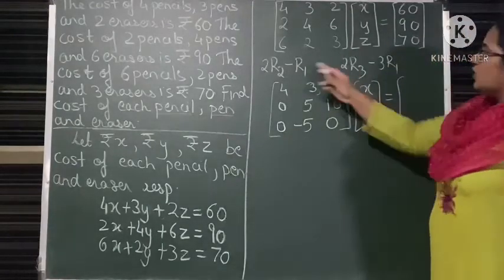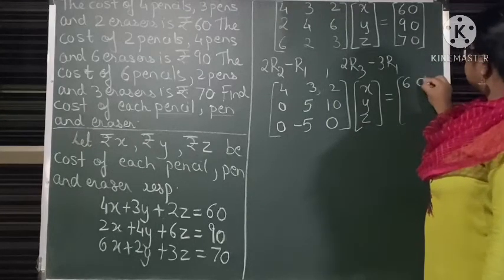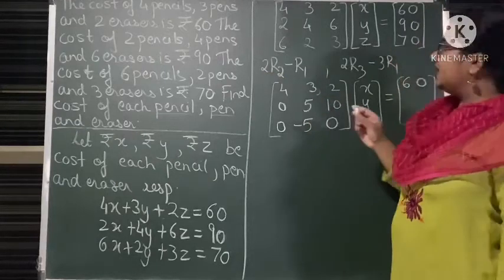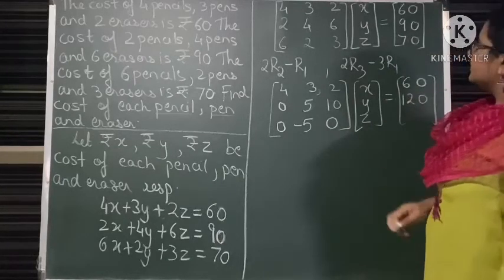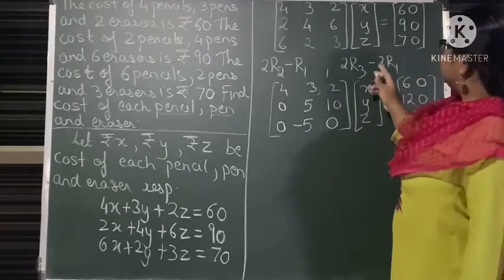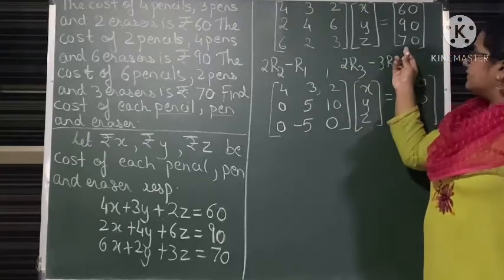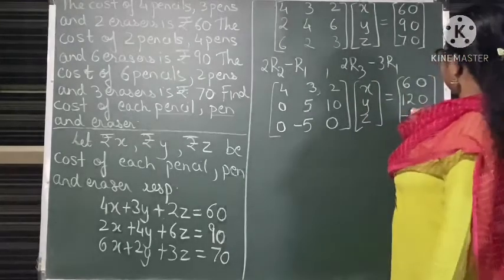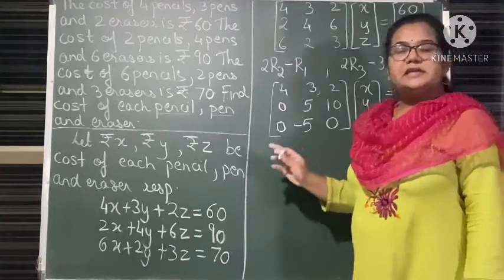Yes. Now these two operations, the same, we will apply on RHS. First element remains 60 as it is. Now 2 into R2. 2 into 90 is 180. 180 minus 60 is 120. Now 2 into R3. 2 into 70 is 140 minus 3 into 60 is 180. So 140 minus 180. How much? Minus 40.